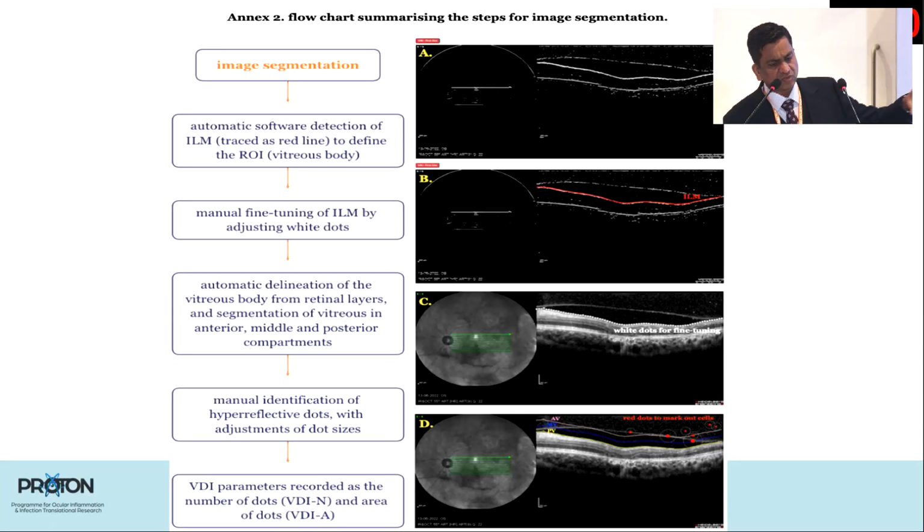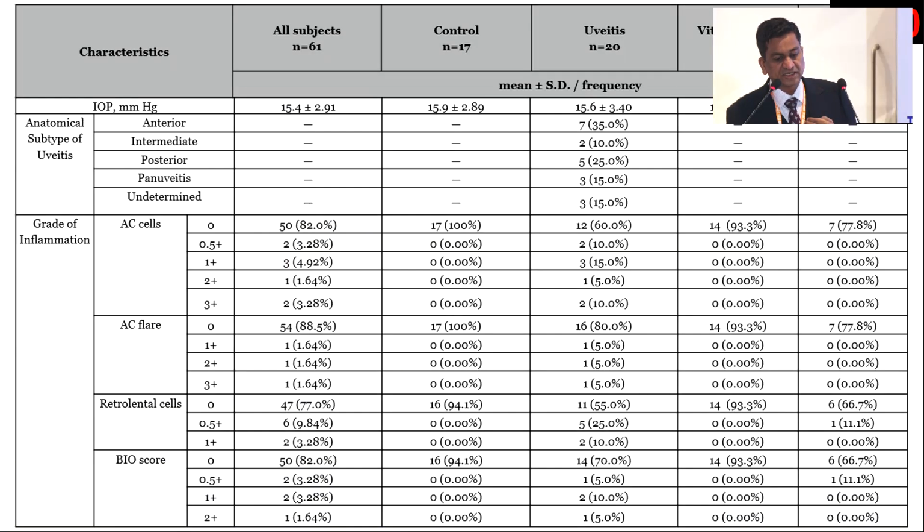And there is a logic why I divided the vitreous into these hypothetical zones of posterior, mid, and anterior vitreous. And then we were able to quantify the vitreous cell inflammation in any of these three bands of the vitreous, telling us what vitreous cell density can tell us. And we are coming up with the publications.